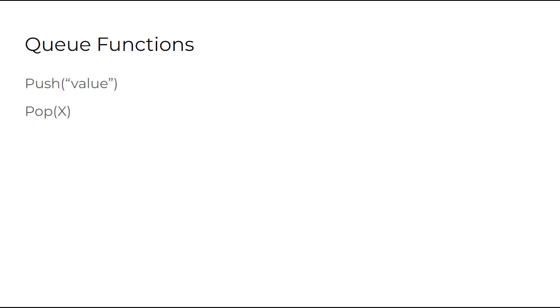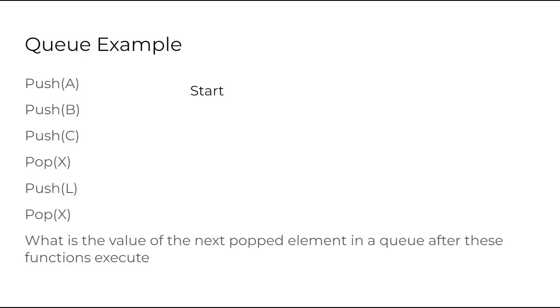Queues are extremely similar to stacks. They have the same functions as a stack, but instead of being pushed to the top and popped from the top, you push to the back and pop from the front. So it's basically like you're waiting on a line. The first person that goes on the line will also be the first person to leave the line. This example will make it much more clear.